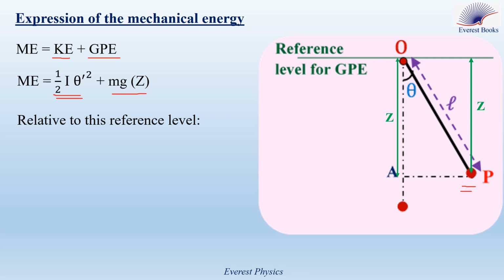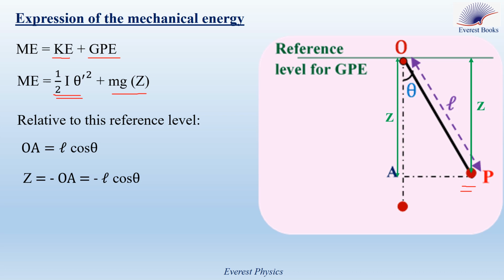Now we need to calculate z. Consider the right-angled triangle OAP. Cosine theta is equal to the adjacent OA over the hypotenuse L. So OA is equal to L cosine theta. But what is the relation between OA and z? Actually, z is negative because the particle is below the reference level. So z is equal to minus OA, which is equal to minus L cosine theta.